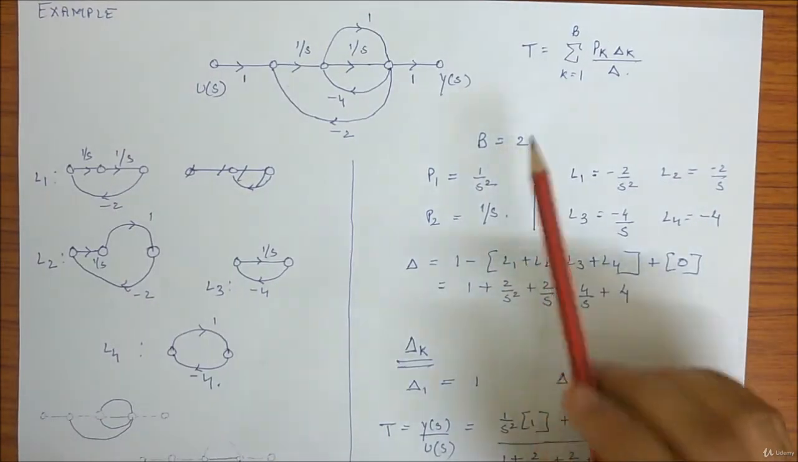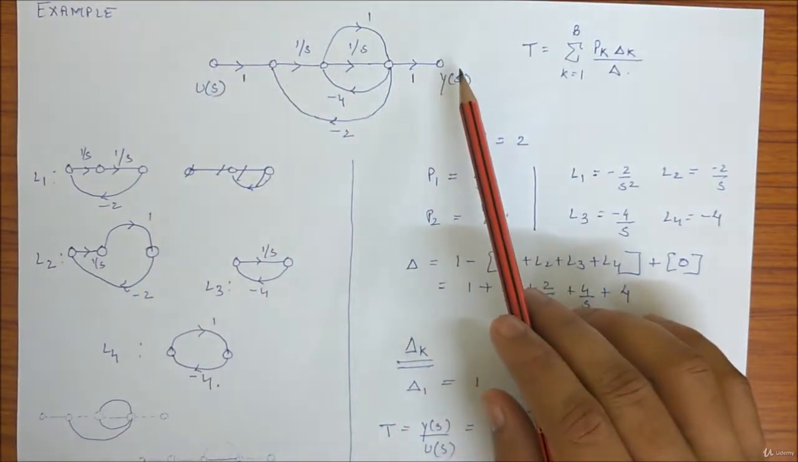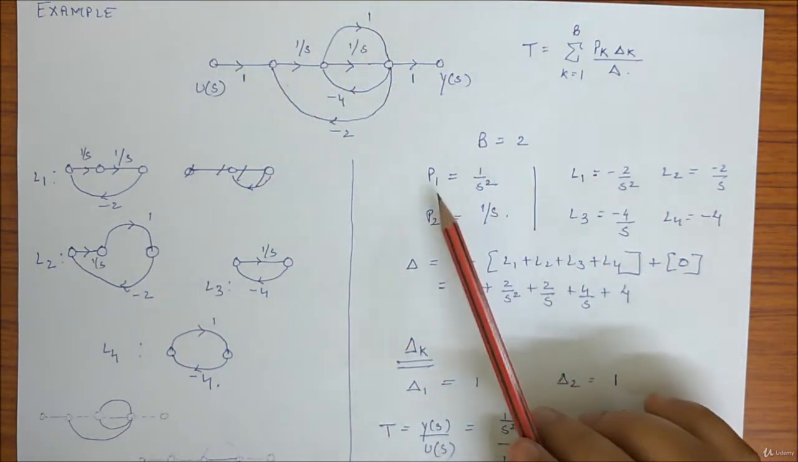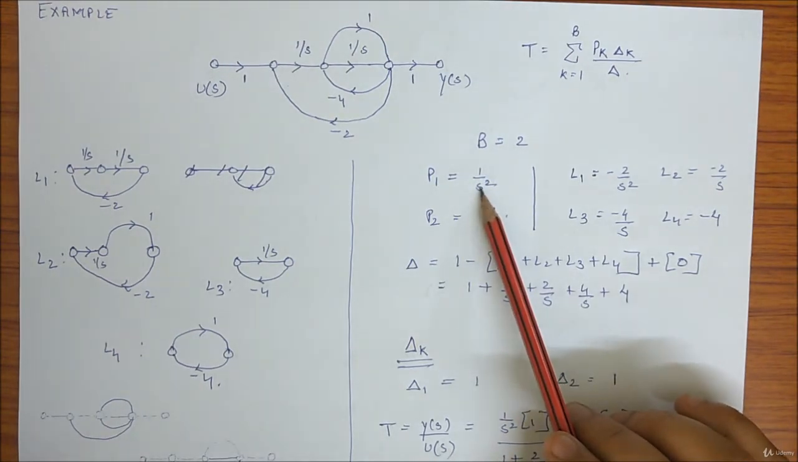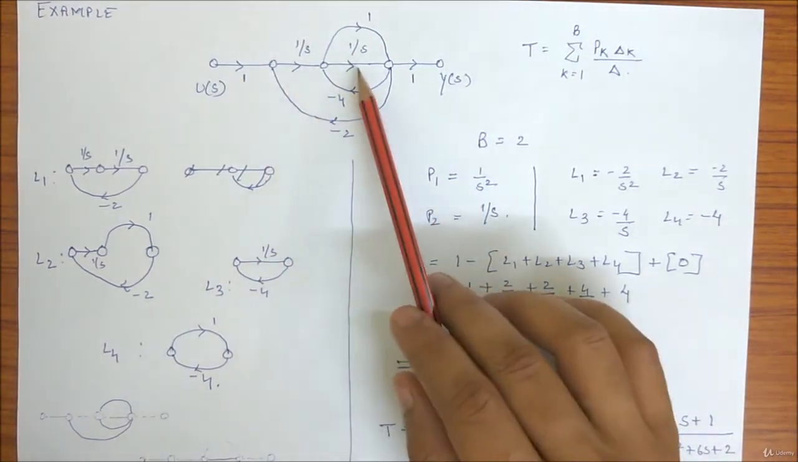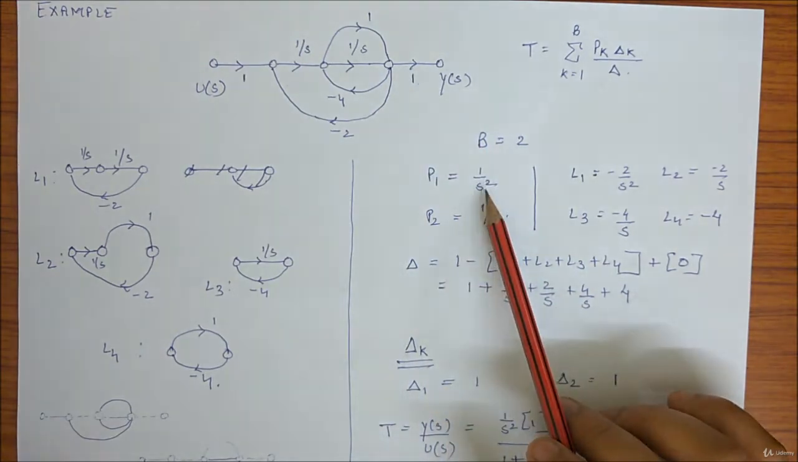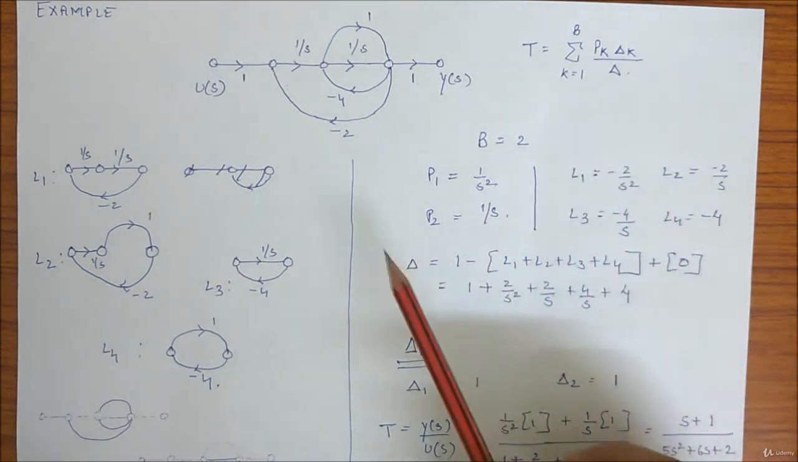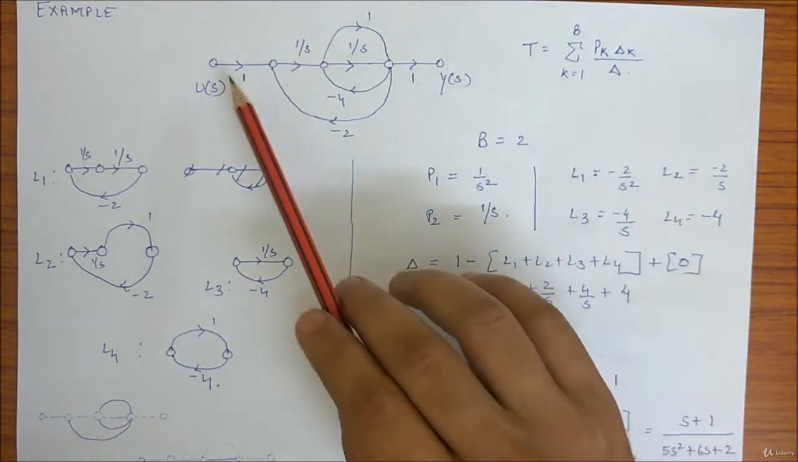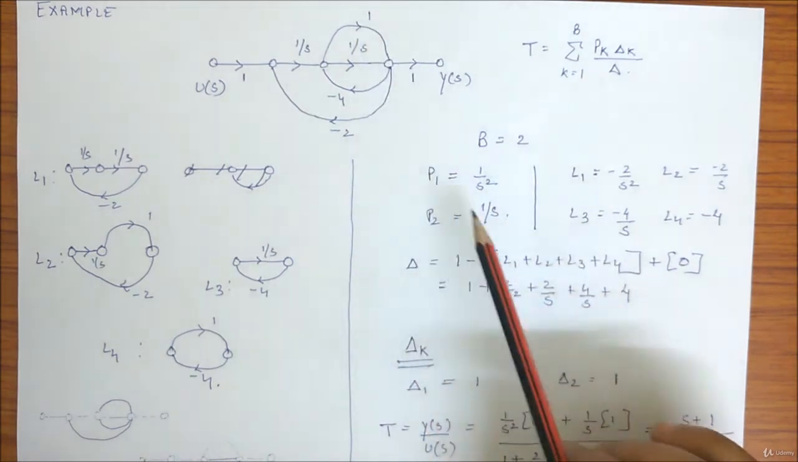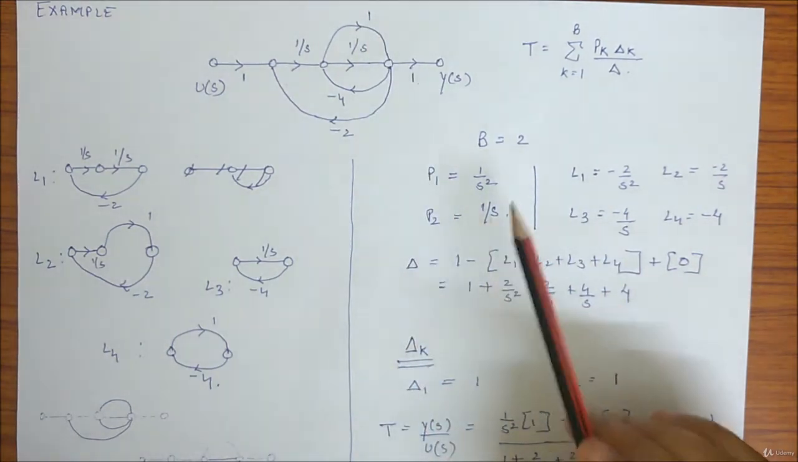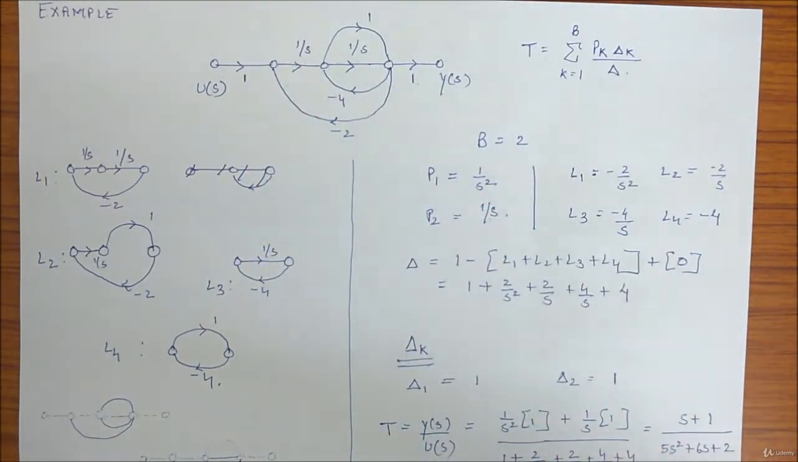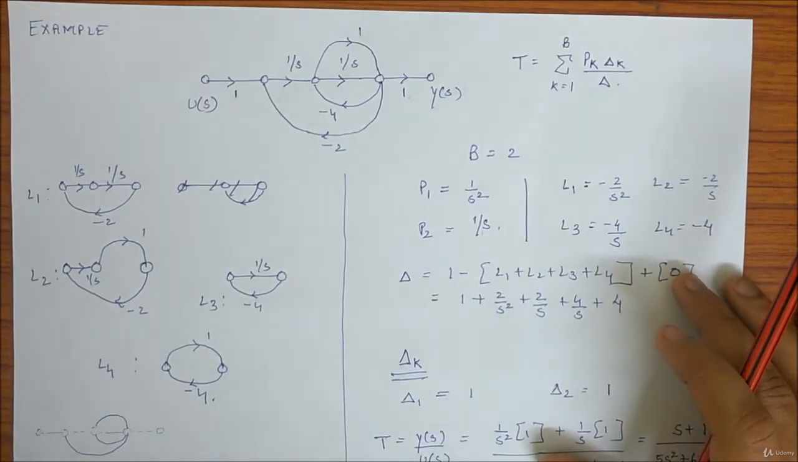See here, k is equal to 2 again. This is my first path, this is my second path. So we have P1 equal to directly 1 by s square, I wrote. See here, 1 into 1 by s into 1 by s into 1. So directly I wrote 1 by s square. I don't want to waste time, it should be like this. P2 will be 1 by s. No need to write all the equation like 1 into 1 by s into 1 by s, directly. This much calculation you can do on your own.